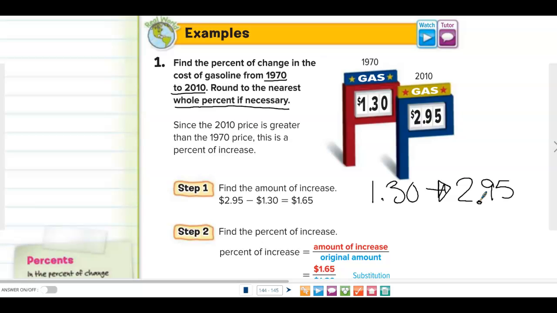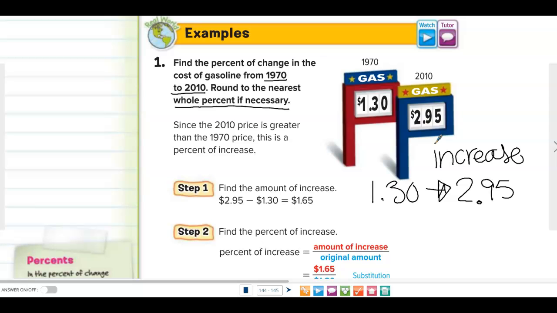But are we increasing or decreasing if we're going from $1.30 to $2.95? Berkeley? We're increasing, right? So that would be our first answer: increase. Our second answer, we need to find how much it does increase. How are we going to figure that out? How do we figure out how much it increased?